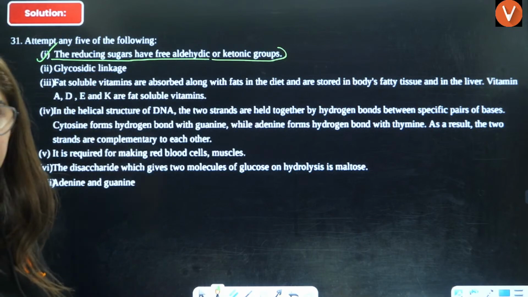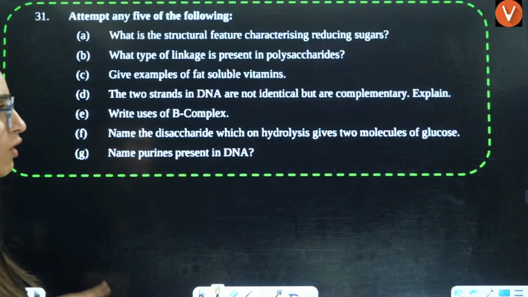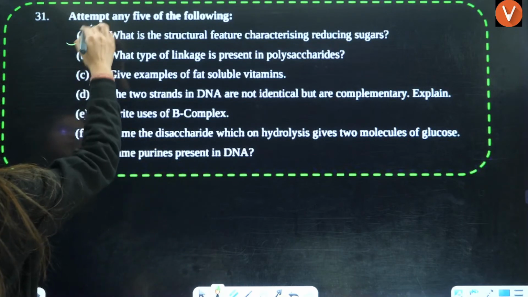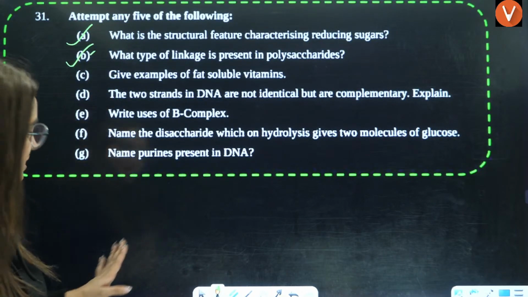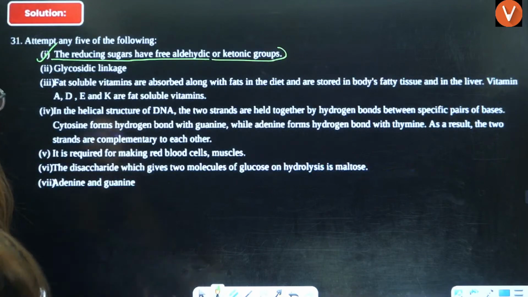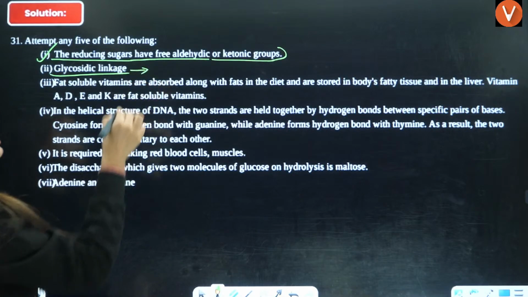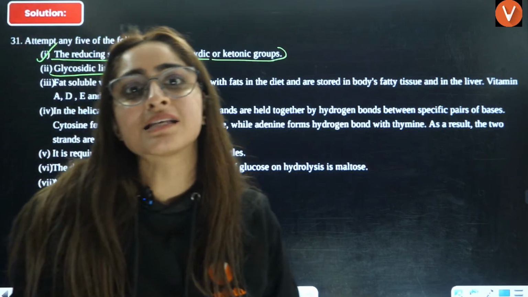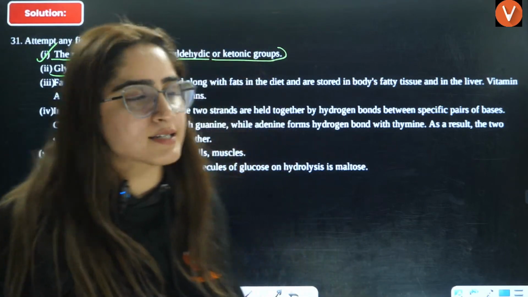They have free aldehydic and ketonic groups. They can reduce Tollens reagent. Okay? Next is what type of linkage is present in polysaccharides, right? So glycosidic linkages are present in polysaccharides, even in disaccharides, right?